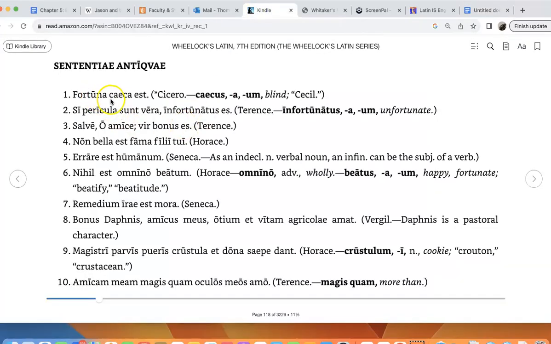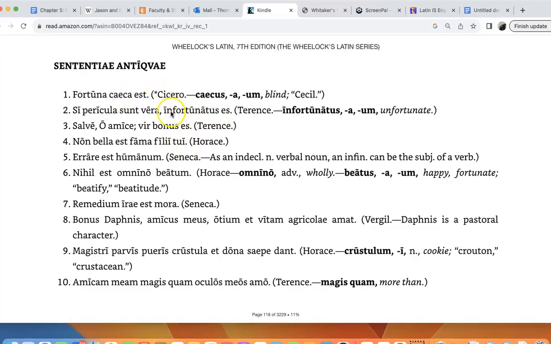Okay, so Fortuna caeca est. Again, this is based from Cicero. Again, this book is based on classical authors. This one's pretty easy. We've had these words before, so we should be able to recognize this means fortune or happiness or luck. So fortuna caeca est, here's our verb is. So if fortune is caeca, here they give it to us, it means blind. So remember, if a word is in italics, that's a possible translation. The words in quotation marks, those are derivatives that come from that Latin word in English.